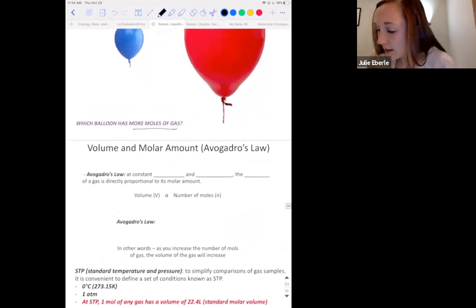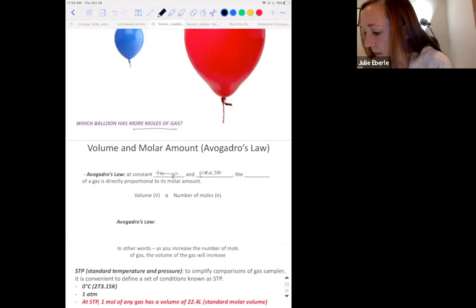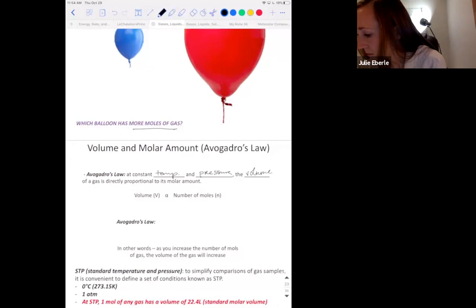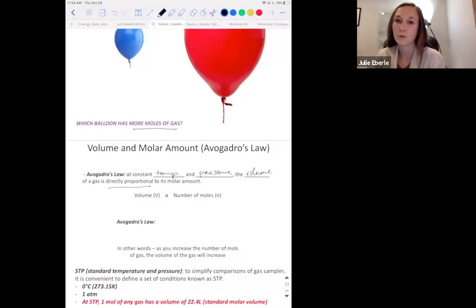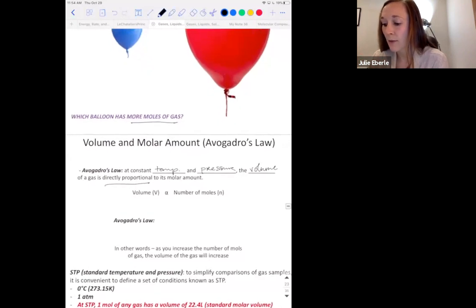Right, so Avogadro's law is at constant temperature and pressure, the volume of a gas is directly proportional to its molar amount. So that's literally what we just said: the more volume you have, the more moles of gas that are present, or vice versa. The fewer moles of gas you have, the smaller volume they'll take up. We're just holding temperature and pressure, two variables, constant here. To abbreviate these variables, V is the abbreviation for volume, N is the abbreviation for number of moles of gas.